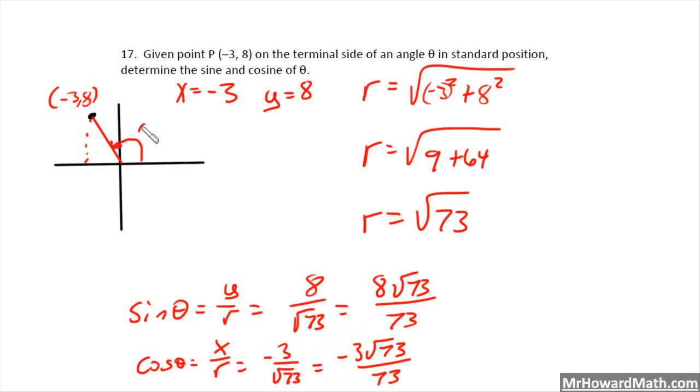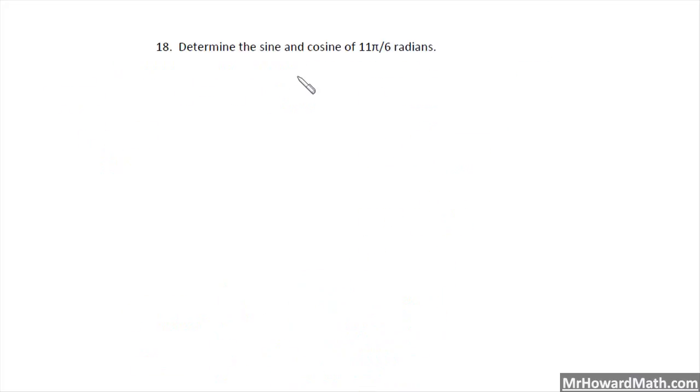We could label our picture a little better technically. There's theta. So our two answers are down here. So let's go to 18. All right, problem 18. Determine the sine and cosine of 11 pi over 6 radians. So this is just a problem where they're asking you in a different way to apply your special right triangles and reference angles. So those two concepts.